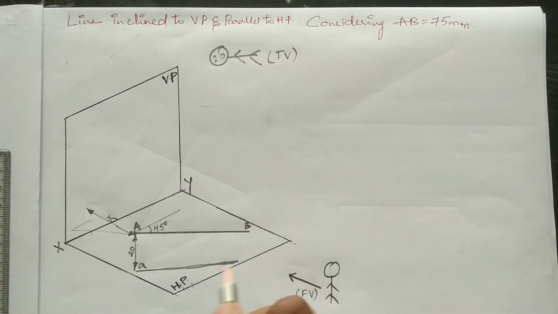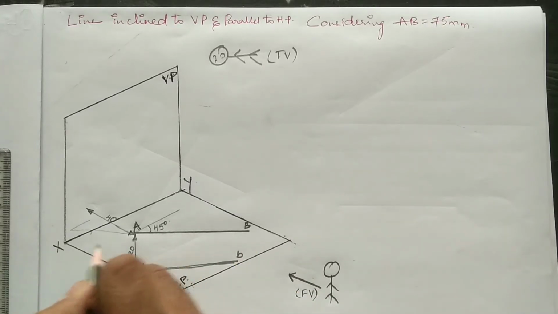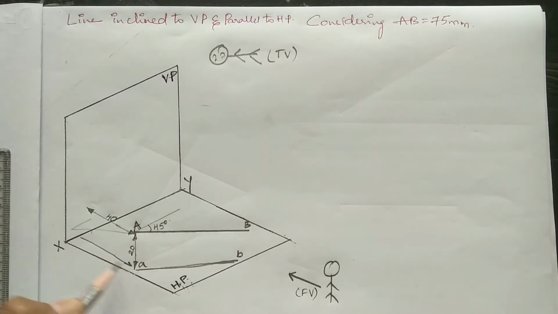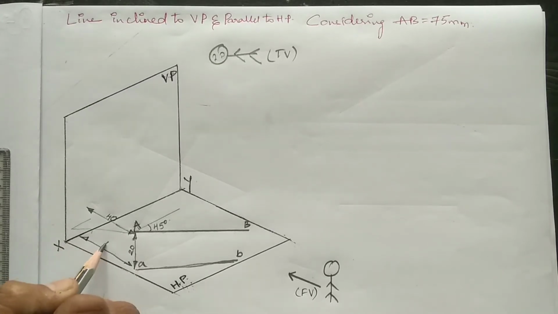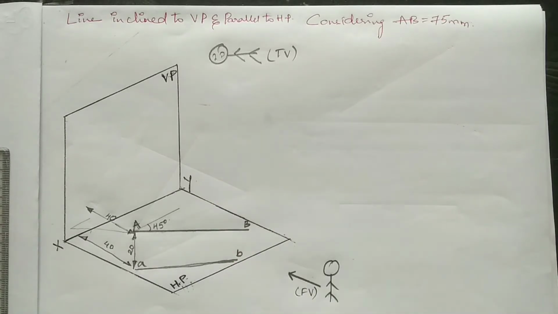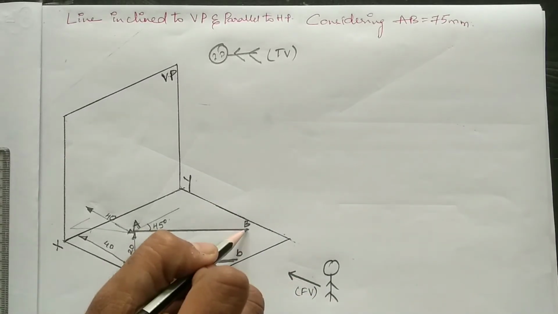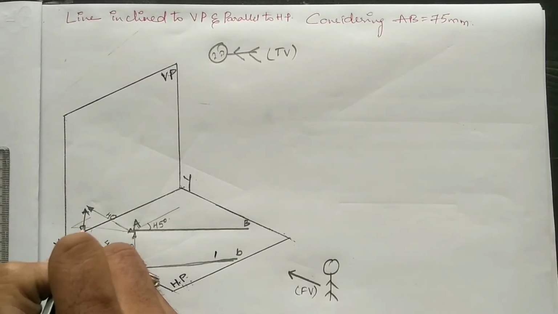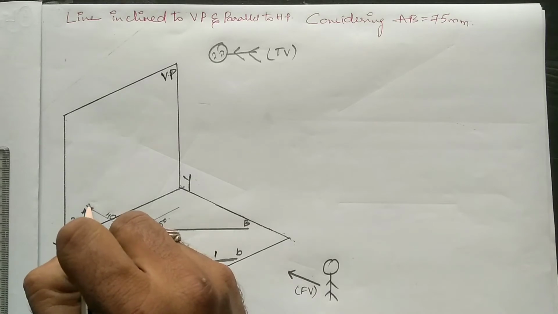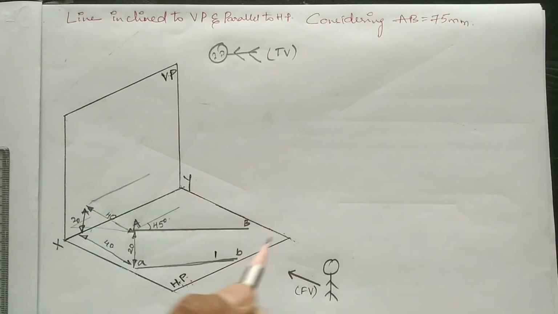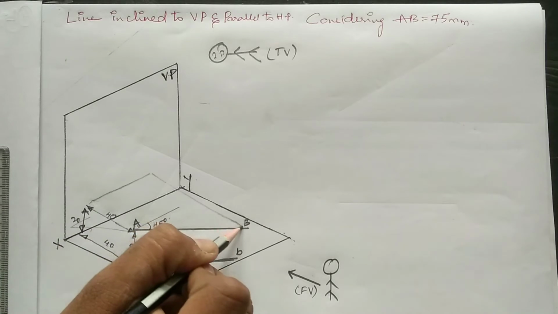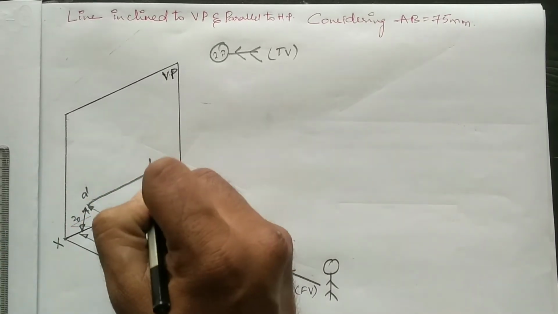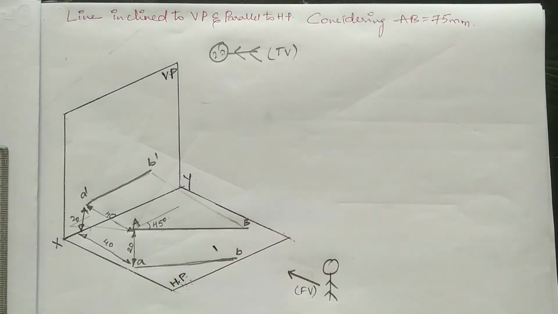marking the points as A, B, at a distance of 40 mm from the XY line we are about to draw. And coming to its front view visualization, it is at a height of 20 mm. The line which is about to be drawn is the reduced length, A dash B dash. So this is what we are about to see.